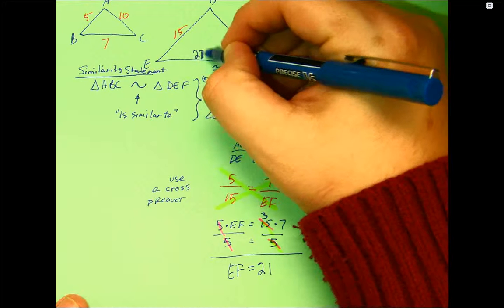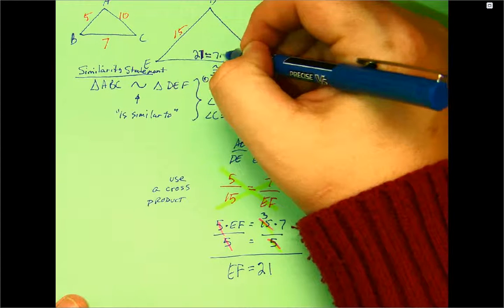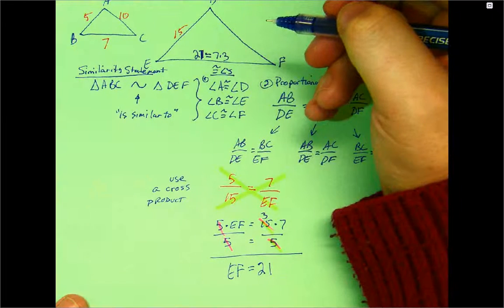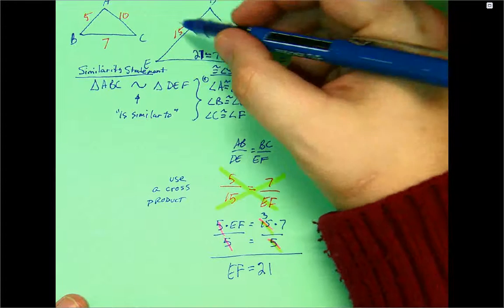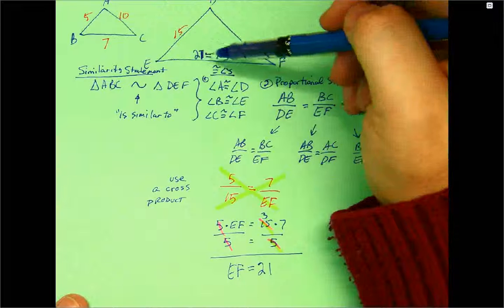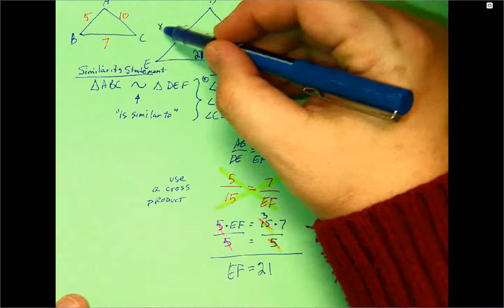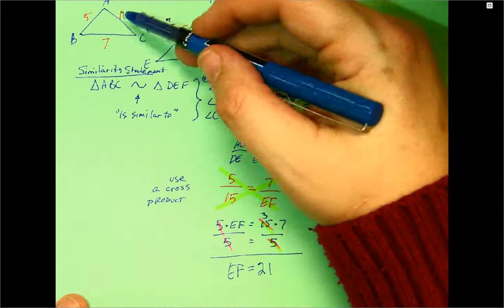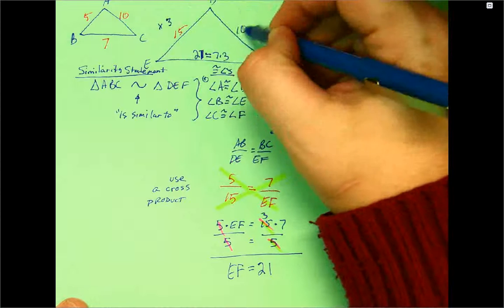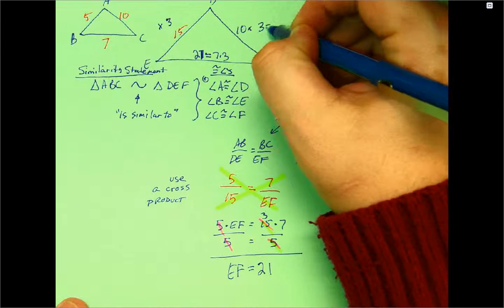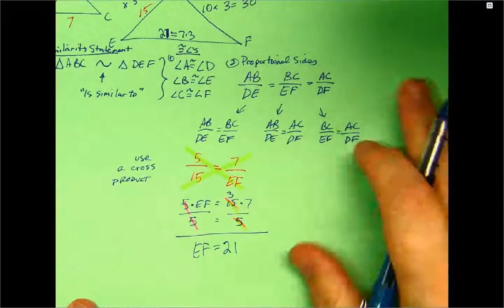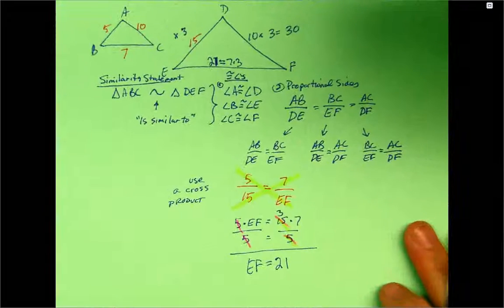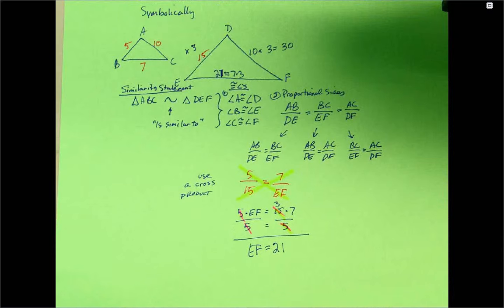The nice thing about similarity is once you figure out what your scale factor is, now to get from this triangle to this triangle, I'm multiplying by what value? Multiplying by 3. So this guy should be 10 times what? Which is 30. And you could have figured that out using your proportions as well. But as soon as you know the scale factor, like I said, is the key to the entire problem. Once you get that going, you're good to go. Does that kind of make sense?